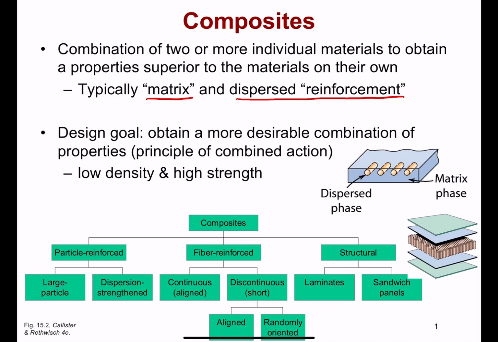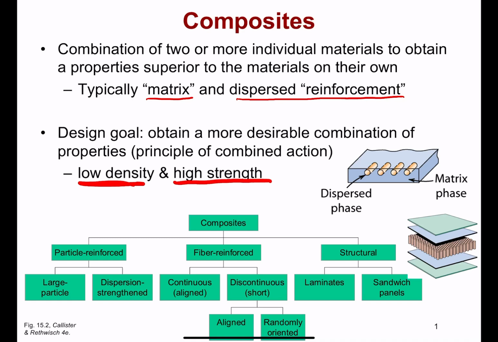So again, the design goal here would be to obtain a more desirable combination of properties, where we try to take advantage of the principle of combined action, and we'll show some quantification of that through a rule of mixtures approach in today's lesson. So, for example, we might be able to achieve high mechanical properties like strength while not compromising too much in the overall weight per unit volume, or the density, of the material. So we can access materials that are low in density but high in strength.